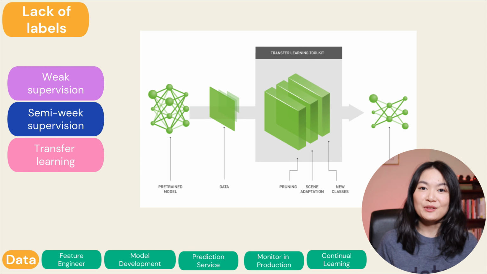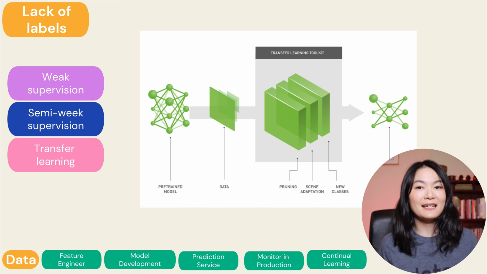Transfer learning refers to the family of methods where a model developed for a task is reused as the starting point for a model on a second task. Transfer learning is especially appealing for tasks that don't have lots of labeled data.